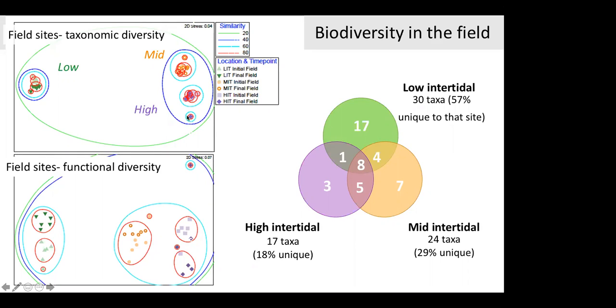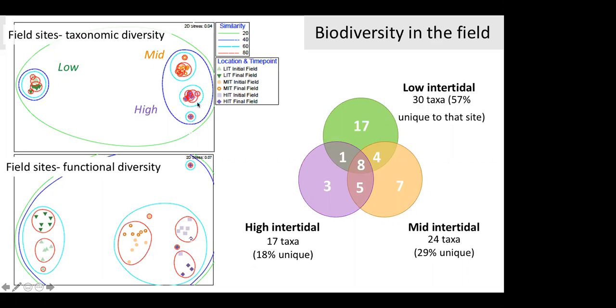So each of the dots represents one core, and the data for that one core include all the species and the abundance of those species in that one core. And the cores are 10 centimeters across, and you can have between 300 and 400 invertebrates in that 10 centimeter diameter core. A lot of these are very, very tiny polychaetes, and so you can have very high numbers of them. The cores that are clustered closer together are more similar in terms of their diversity, and the cores that are further apart in these plots have a different diversity.